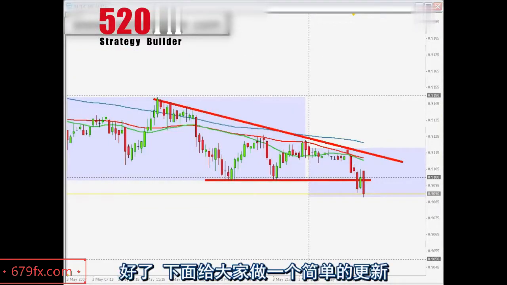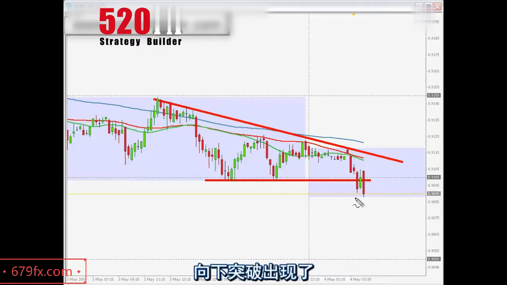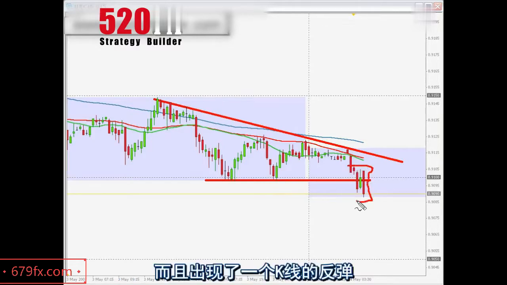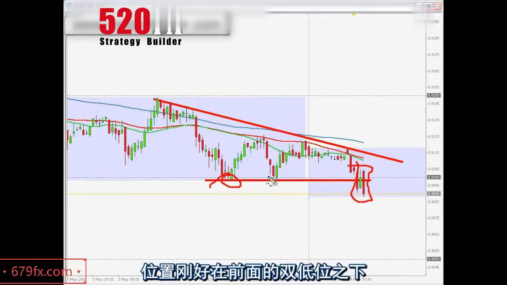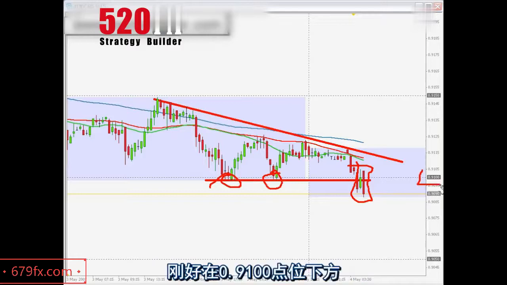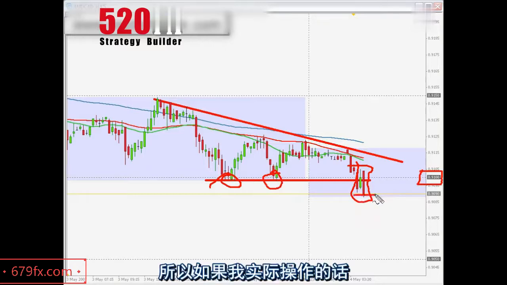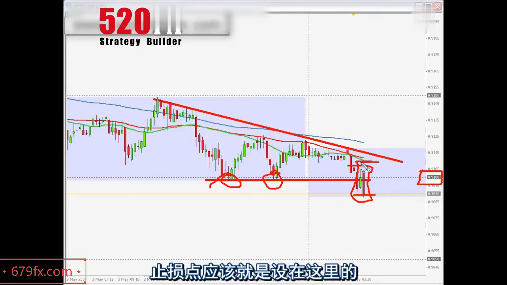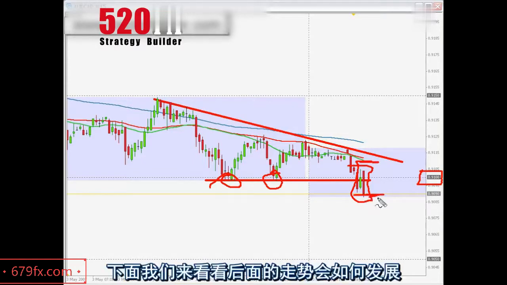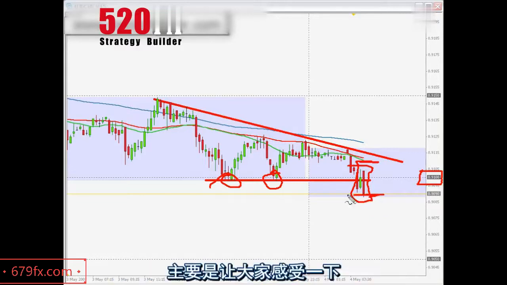Hi guys, just a quick update: the breakout has actually occurred to the downside. We've got a 1 bar pullback below this double bottom formation, and below the 9100. I would have just triggered my entry if this was a live trade, and the stop loss would have been placed right there. Let's see how this goes, just for the fun of it.